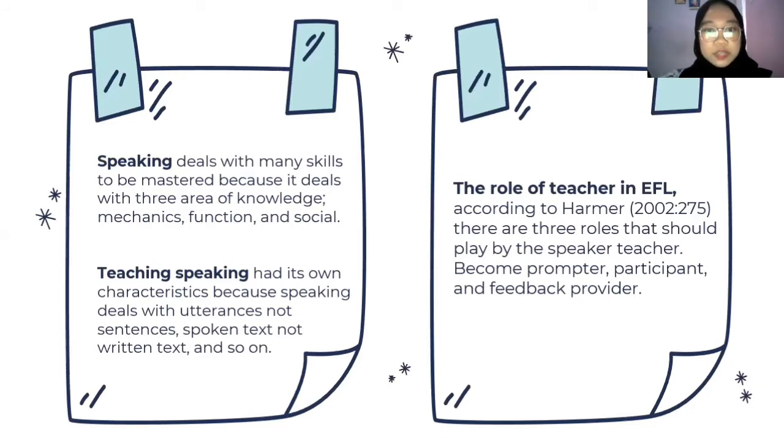Speaking is oral expression. It involves not only the use of the right sounds in patterns of rhythm and intonation, but also the choice of words and inflection in the right order to convey the meaning. Speaking deals with many skills to be mastered because it deals with three areas of knowledge.